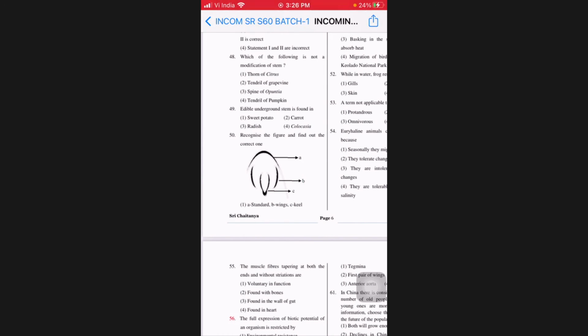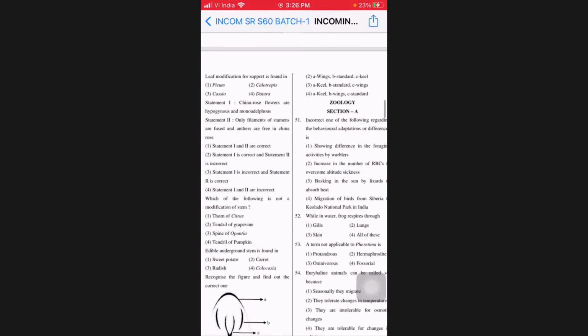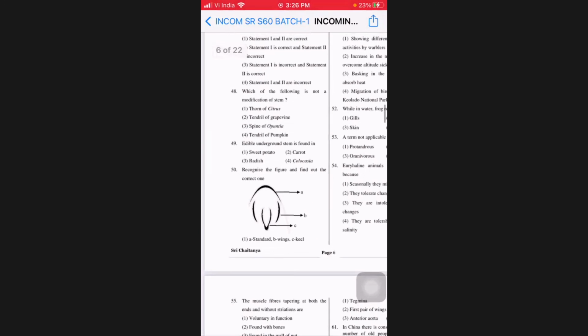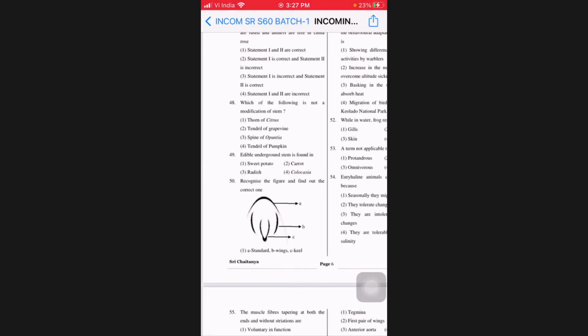Then 50th, the last. Recognize the figure and find out the correct one. Okay, A represents what, Nana? Standard petal. B is wings. C is keel petals, carinal. First option, it's... Second option, he gave the reverse. Third, no. Yeah, 50th, the first option is correct, Nana.